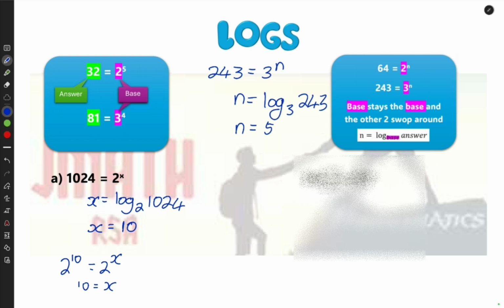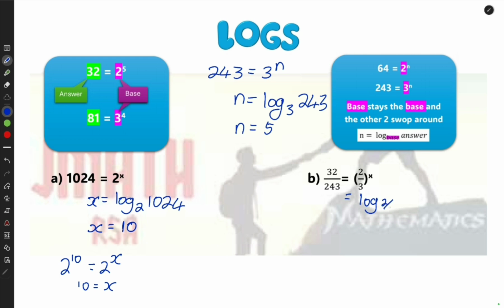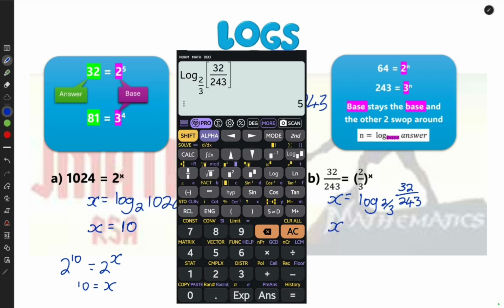There are a few questions that only work with logs. Many students tell me, I want to learn one method that works with everything. That would be logs. Question B: what must the exponent be for 2 over 3 to turn into 32 over 243? If I just go with logs, I can say log, the base stays the base even though it's a fraction, and the other 2 swap around. So 32 over 243, the calculator tells me the answer is just 5.